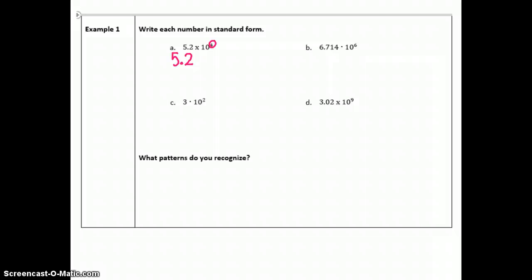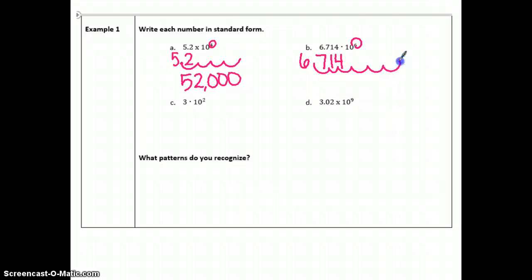Another way to do that, an easy way to do that, is just to move the decimal however many times this is. So 1, 2, 3, 4. Fill those spots in with 0 and we get 52,000. Try letter B. 6.714 times 10 to the 6th. Write your number. This is the number of times you move your decimal. 1, 2, 3, 4, 5, 6. Fill those empty spots in with zeros. And we get 6,714,000.